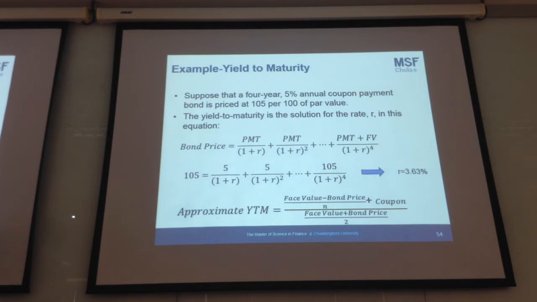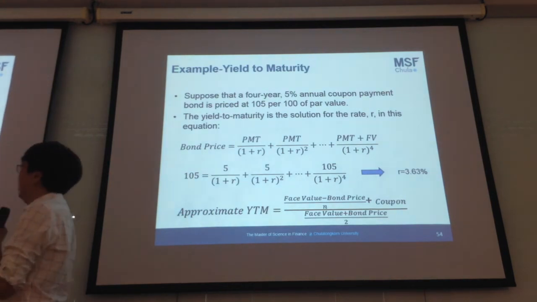As I said, this is not easy to solve by hand. So you have to use a financial calculator, or you can use this approximate yield to maturity formula. The face value 100 minus bond price 105, divided by n, the number of periods, 4, plus the dollar coupon 5, and divide by the average between the bond price and the face value. So you get the approximate yield to maturity.